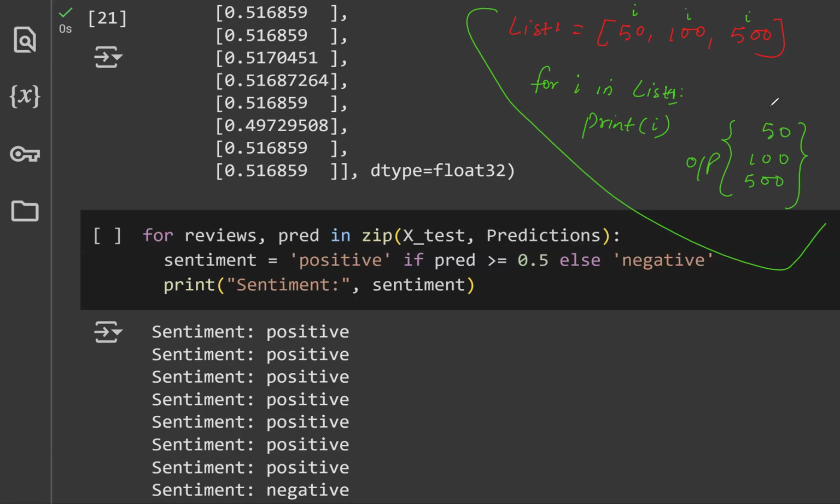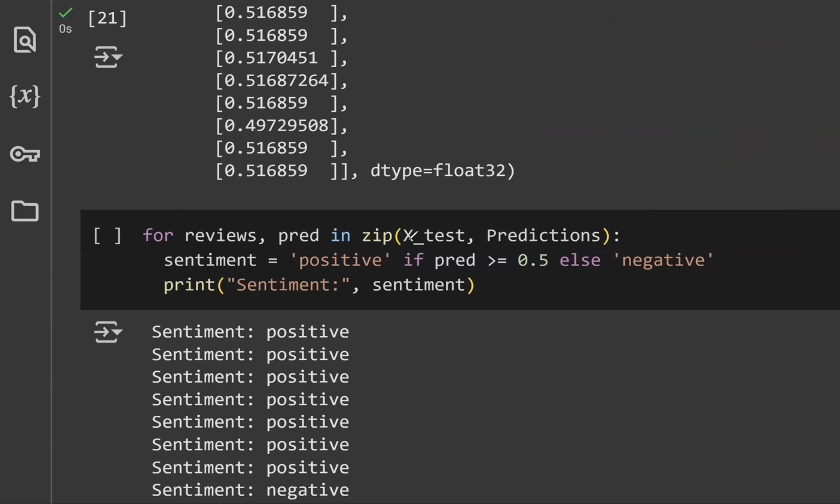So the problem is, in Python, a for loop can take only one iteration at a time. I can't put i and j here. That will take two iterations at the same time. So a for loop normally can take only one iteration, but if you want two iterations, you will use the zip function. So here we have two iterators. One is called reviews, second is called pred.